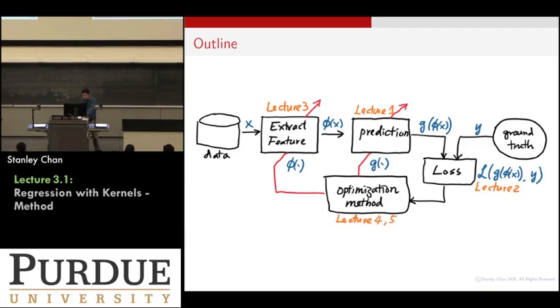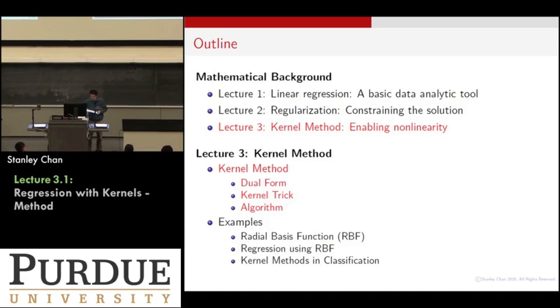All right. So let's go into the material. This is the outline of this lecture. We want to look at a method called the Kernel Method. Okay. So in this Kernel Method, I have a subtitle here, which is called enabling nonlinearity. And there are 2 parts of this lecture. The first part of the lecture is to talk about this kernel method in general. What do I mean by kernel method?